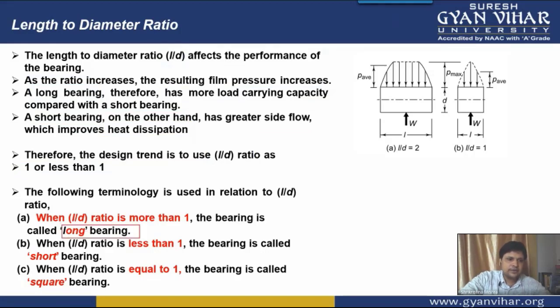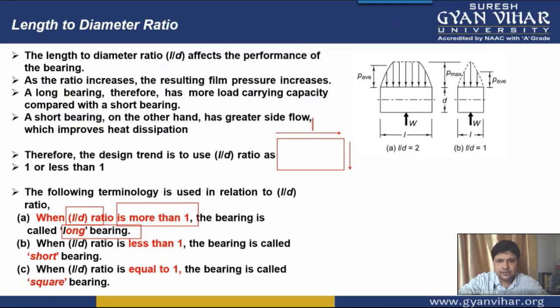A long bearing means that the L by D ratio is more than 1. If the length is greater than the diameter, you will get a ratio greater than 1 and it will be known as a long bearing. And if the length to diameter ratio is small, less than 1, we say that this is a short bearing.